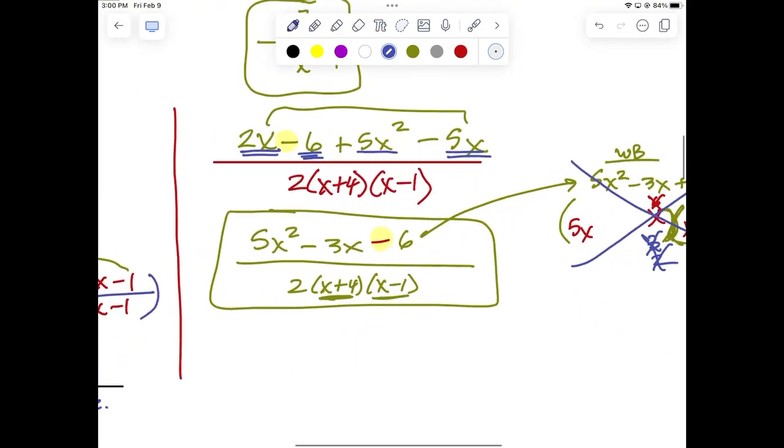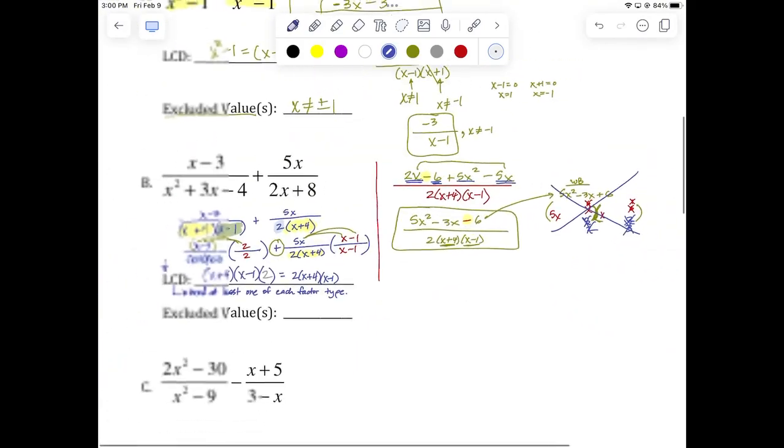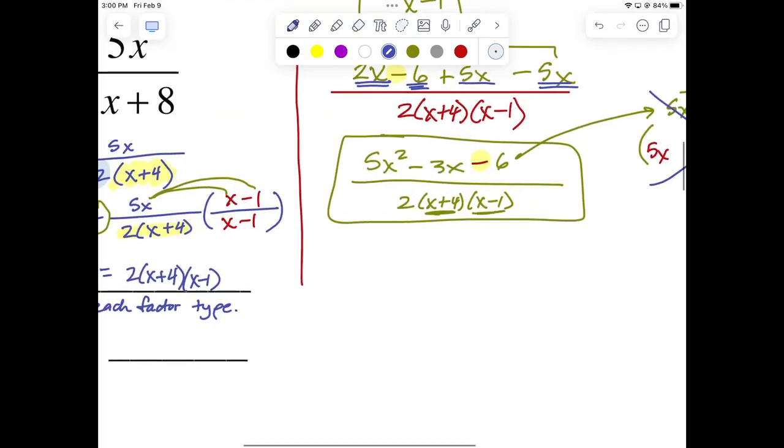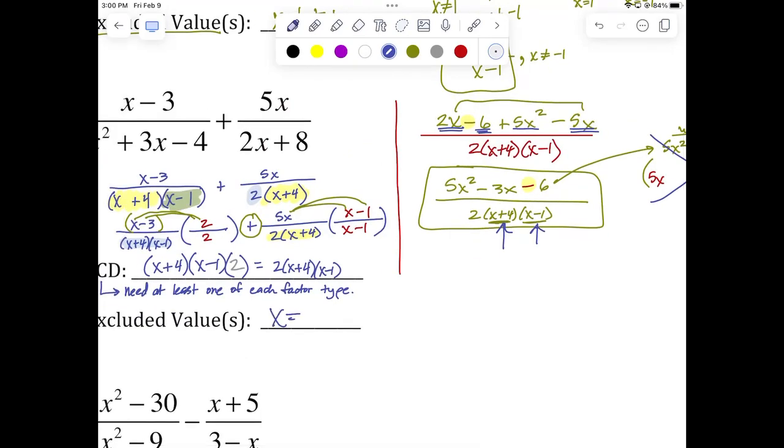Okay, so this is as good as it gets unless you want to expand the bottom. Now, since nothing divided out, we can go to our excluded values just by looking at those two factors. What are they? X cannot equal what? -4 and +1. There you go. The opposite of what the factors show. -4 and +1.